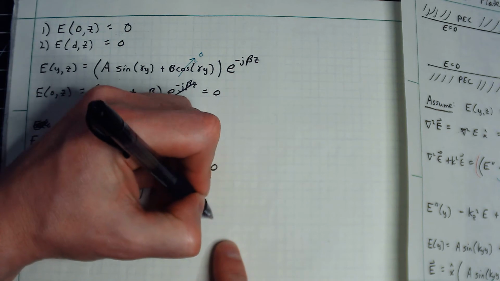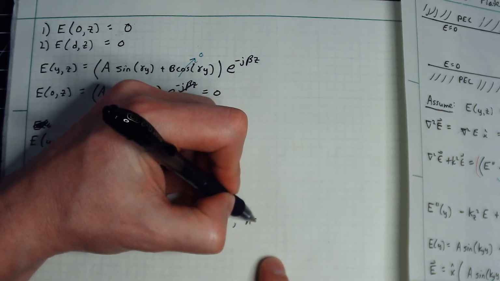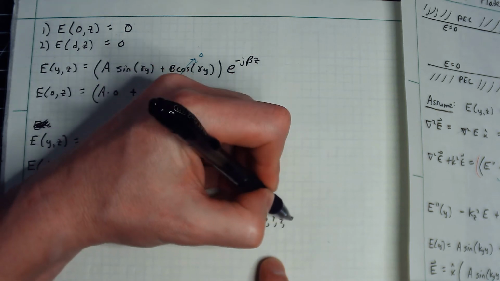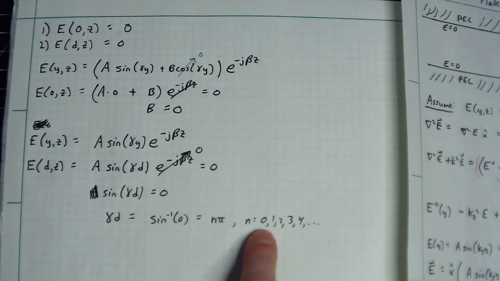And you get n times pi, where n is equal to 0, 1, 2, 3, 4. Any integer multiple of pi is allowed. Except, however, you got to be careful.